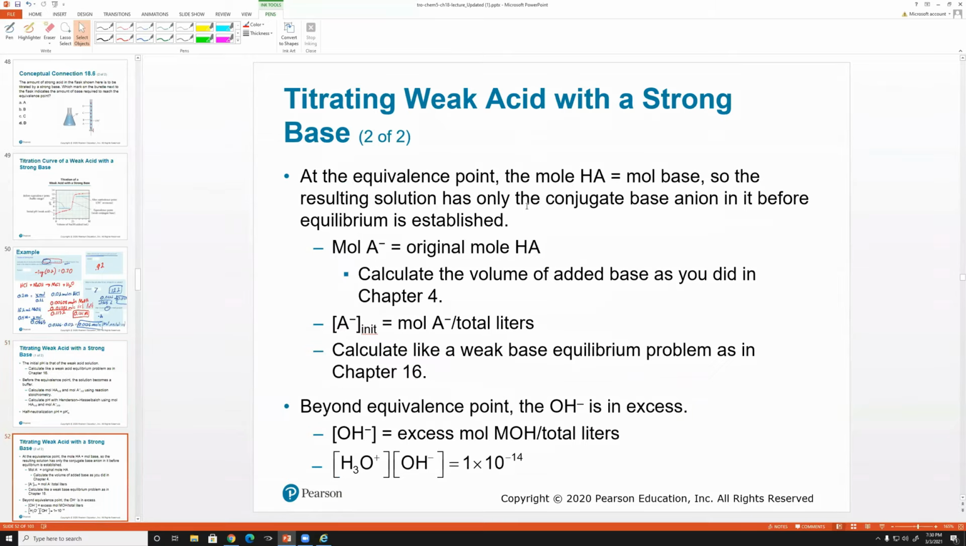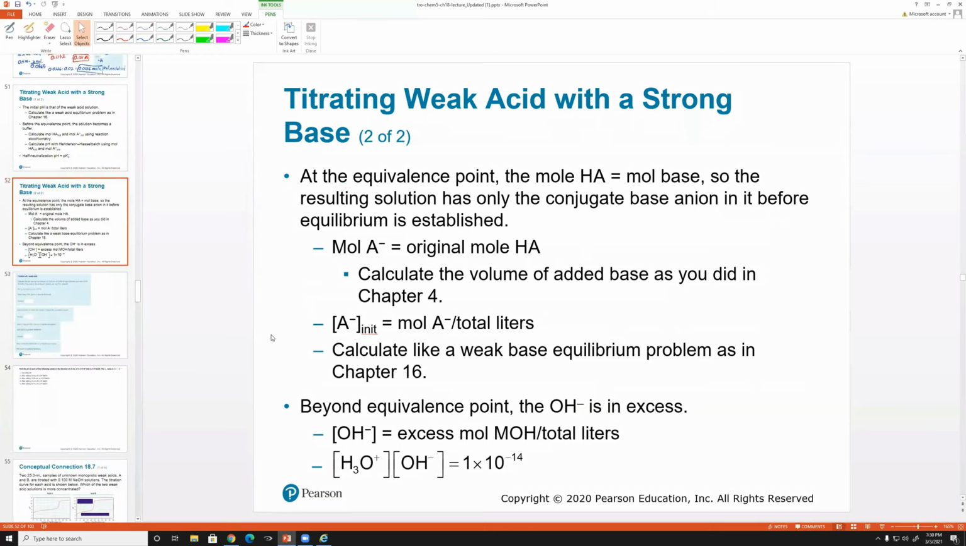After that, at the equivalence point, the moles of your acid equal the moles of the base added, not the conjugate base, the moles of the base added. So your half equivalence, and we'll go over this in the next example, is where the moles of your acid equal the moles of the conjugate base. The equivalence point is where the moles of the acid equal the moles of the base added. So then the solution would have only conjugate base in it. That means there's no more acid to be neutralized.